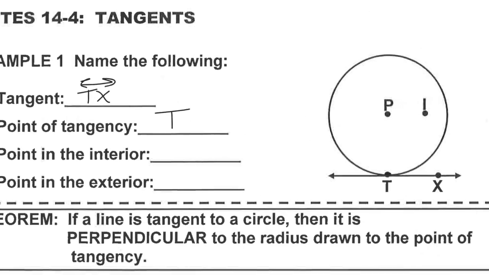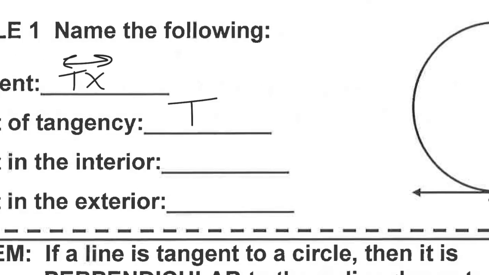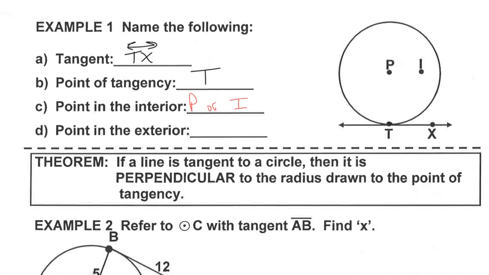Then it says a point on the interior. Remember, that's on the inside of the circle right there. Well, there looks like there's two of them. There's the center P, or we could use point I. And then it says a point in the exterior, and you have to be careful here because T is not on the exterior of the circle or the interior. It is on the circle. So X would be the only exterior point.